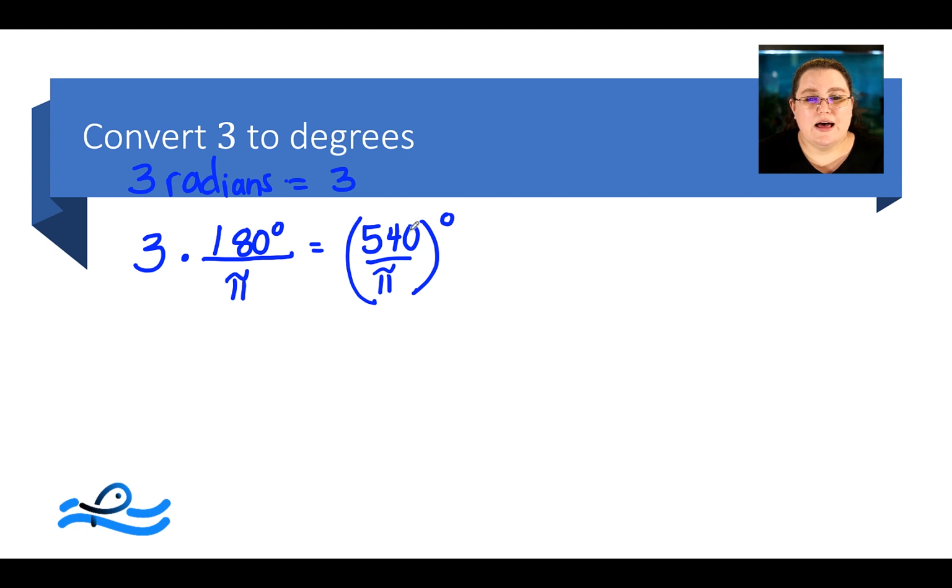Now notice that I didn't put this in my calculator because then it's only an approximation. This is an exact answer. 540 over pi is an exact answer. 540 over pi degrees is your final answer, unless you have a teacher or professor that's requesting you to round to some certain number of decimal places.